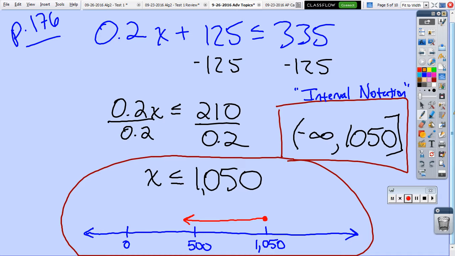Why do you put the negative infinity? I put negative infinity because there's no value that x can't be if I start going towards the negatives and go on forever and ever. x could be, for example, negative a million, negative a billion, negative a trillion. It can go on forever towards the negatives because x just has to be less than or equal to 1,050. And so it's capped off at 1,050. Right, guys?